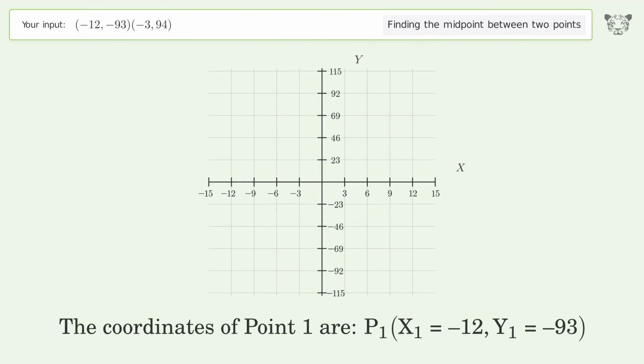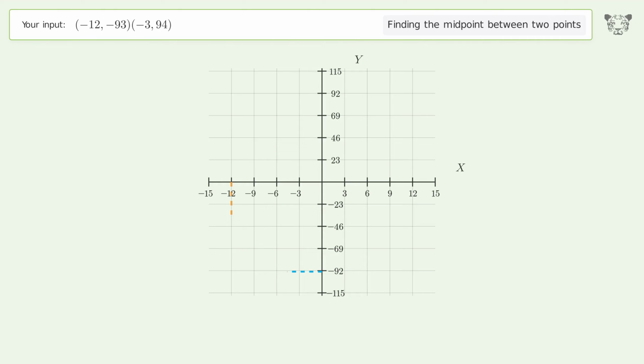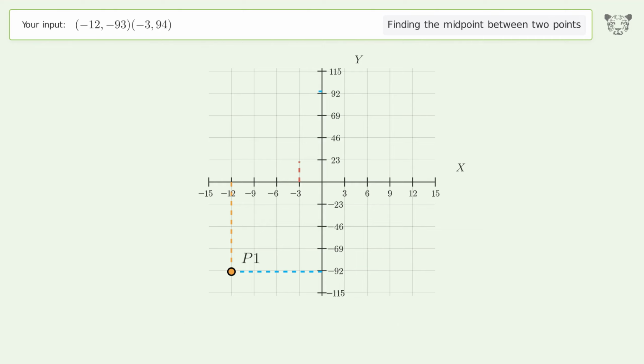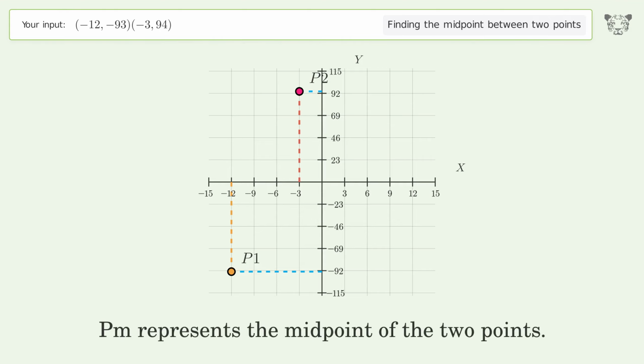The coordinates of point 1 are, x1 equals negative 12, y1 equals negative 93. The coordinates of point 2 are, x2 equals negative 3, y2 equals 94. PM represents the midpoint of the 2 points.